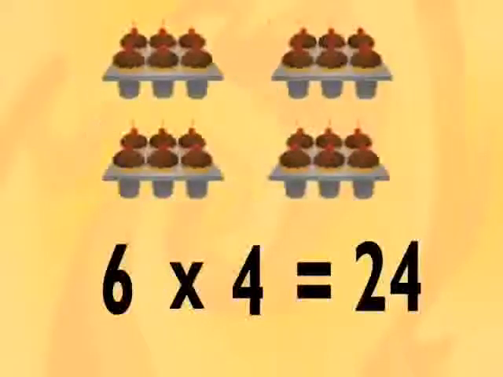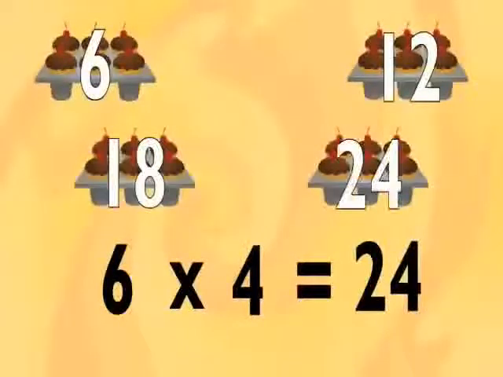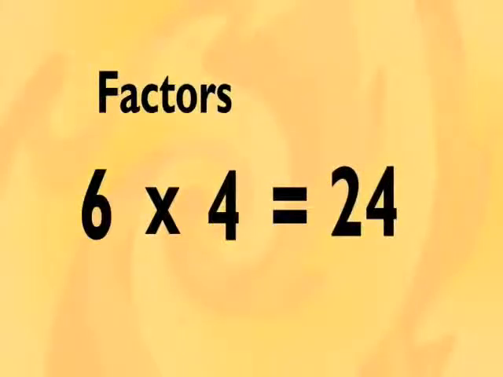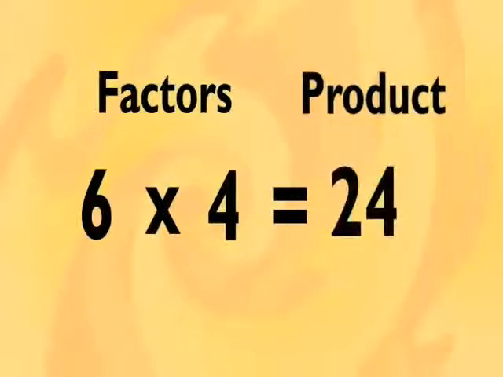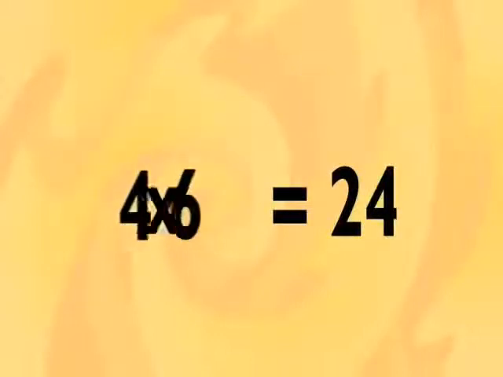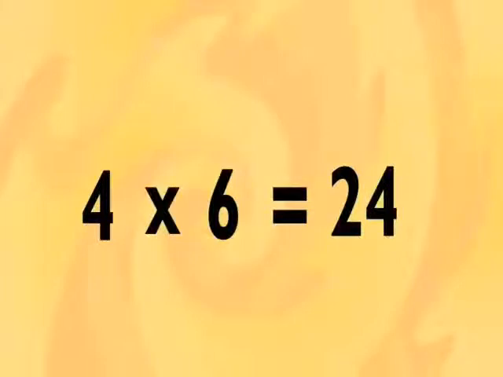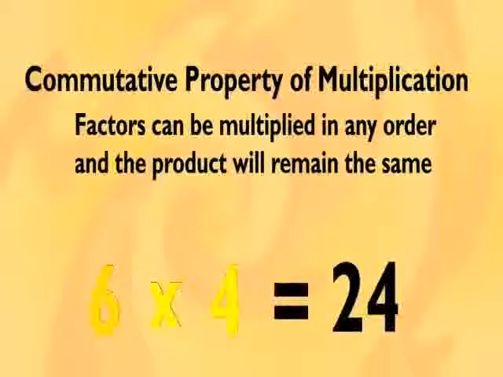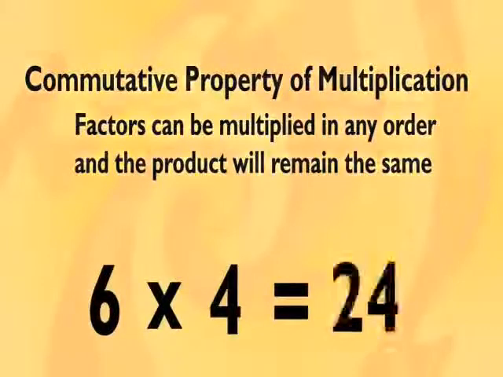So basically it's 6 repeated 4 times. You got it. 6 and 4 are your factors, the numbers being multiplied. Your answer, 24, is the product. Hey, is it the same if I switch the factors and do 4 times 6? Yep. Actually, that's the commutative property of multiplication. You can switch your factors around in any order, and the product will still be the same. 4 times 6, 6 times 4, they equal 24 either way.